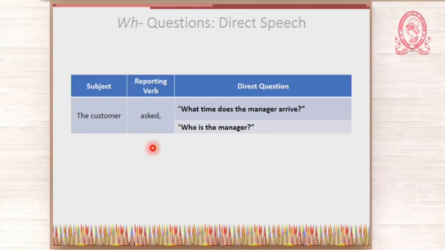Okay? Now, let us see the first example that we have here. The customer asked, what time does the manager arrive? The customer asked, who is the manager? Okay? Here, we don't change anything. Why? Because we're using direct speech. We just have to remember the comma, the quotation, and the final punctuation mark, whether it is a period, a question mark, an exclamation mark, or whatever.